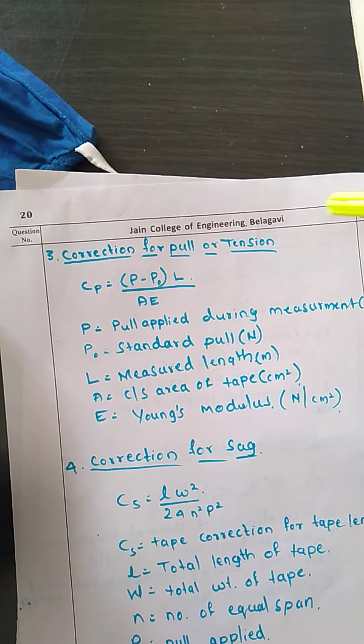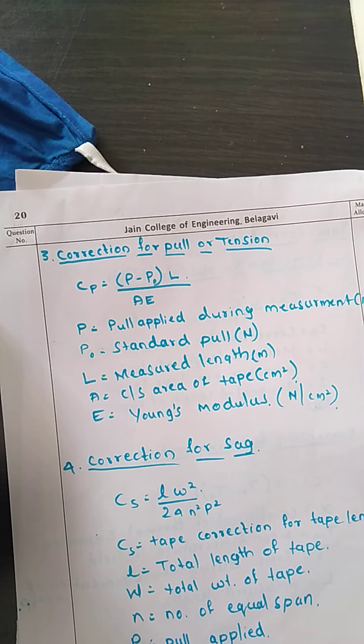Now the formula we need to apply is Cp is equal to (P minus P naught) into L divided by A E, where P is the pull applied during measurement, in Newtons, P naught is the standard pull required in order to make the tape straight, L is the measured length, A is the cross sectional area in centimeter square, and E is the Young's modulus.